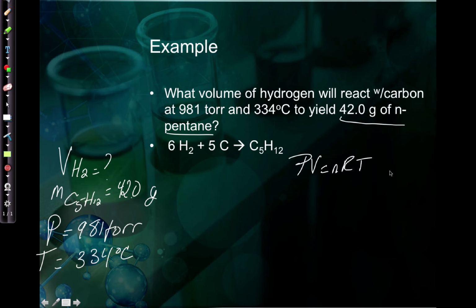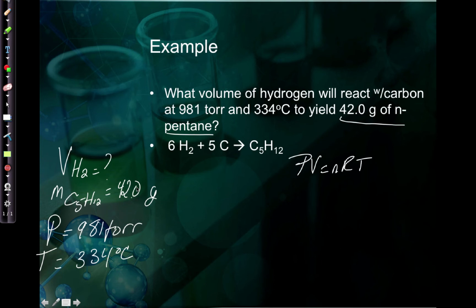Alright, so let's see what I have here. I have pressure. I have temperature. And then I'm looking for the volume of the hydrogen gas, but I don't have the moles of the hydrogen gas. So I need to get the moles of the hydrogen gas in order to use this. I cannot put in the 42 grams, convert it into moles and solve for that, because that's going to give me the volume of the pentane. And I want the volume of the hydrogen gas.